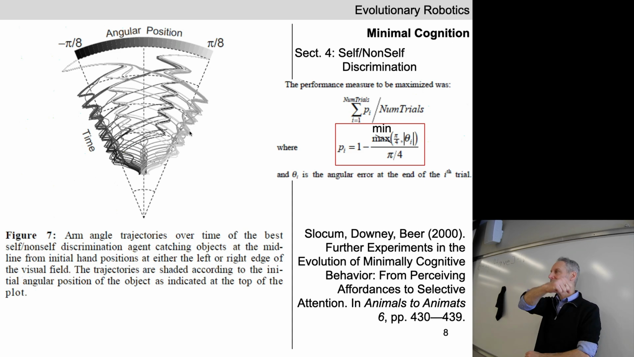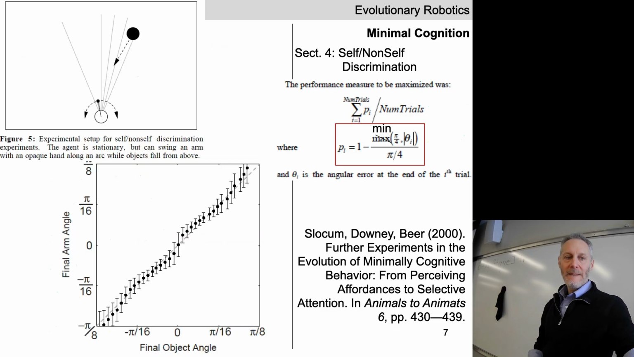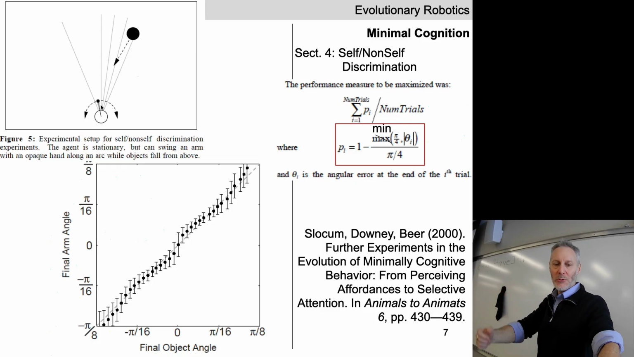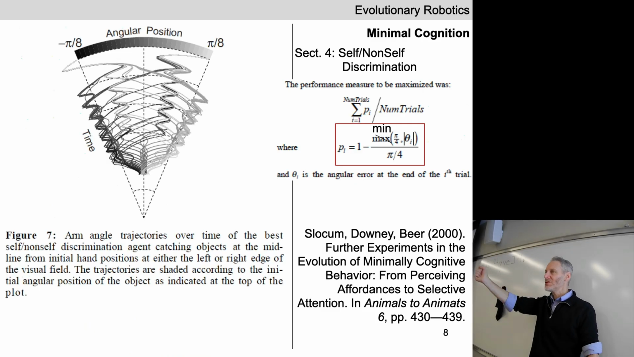Why all the waving back and forth? Is it because of its sensors, so it sees it, then it misses it, and it sees it, then it misses it? Maybe, but why would you want to miss it? Why doesn't it just move the arm out of the way and watch the object? It's waving it back and forth. It's obstructing its own vision. It doesn't seem like a very smart strategy.